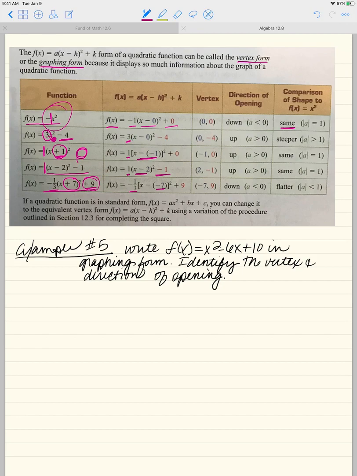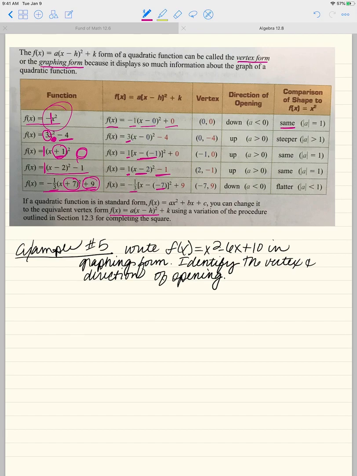If a quadratic function is in standard form, f of x is equal to ax squared plus bx plus c, you can change it to the equivalent vertex form, f of x is equal to a times x minus h squared plus k, using a variation of the procedure outlined in 12.3 for completing the square. Okay, so example number 5 says write f of x is equal to x squared minus 6x plus 10 in graphing form. Okay, in graphing form.